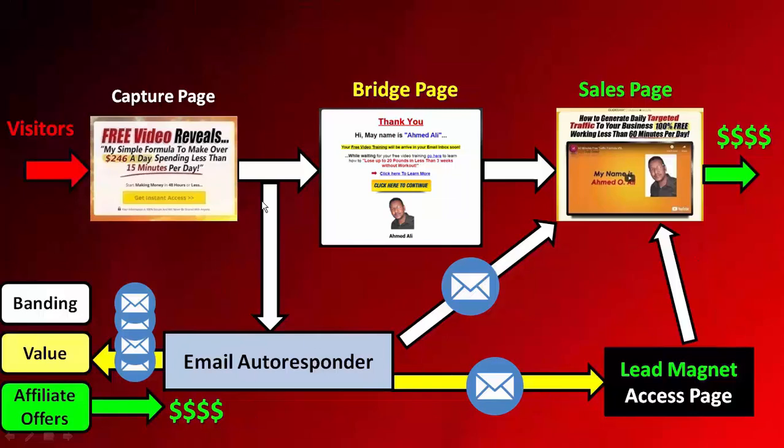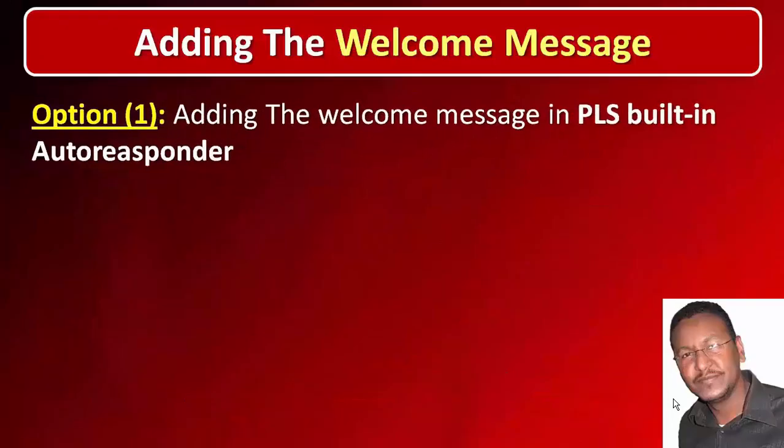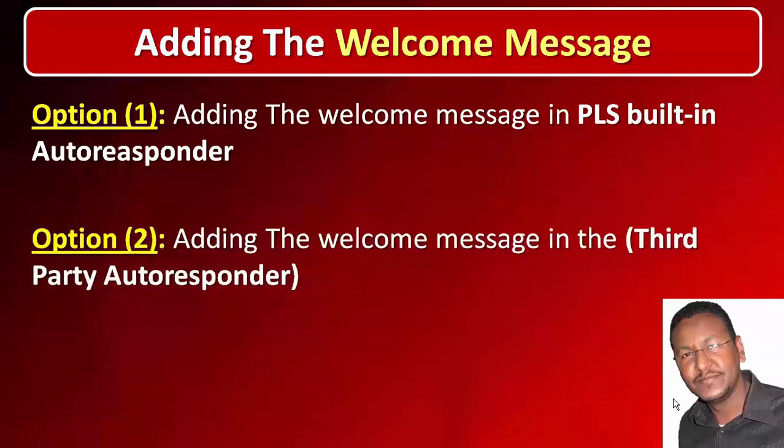And in this step here, when your visitors subscribe to this capture page, they're going to be added to your autoresponder, obviously, and the system will automatically send them the first message, which is going to include the link to the lead magnet, either the download link to the report or the page where they can watch the free video. And here we have two options, as we explained before. The first option, in case you selected Poly System's built-in autoresponder to be used with your funnel, then I'm going to explain to you how it works right now and how to add that welcome message. And option 2 is using a third-party autoresponder, which in our case here is GetResponse.